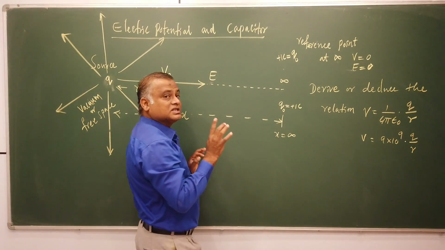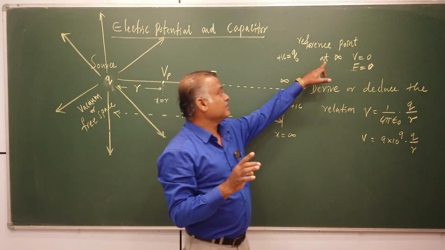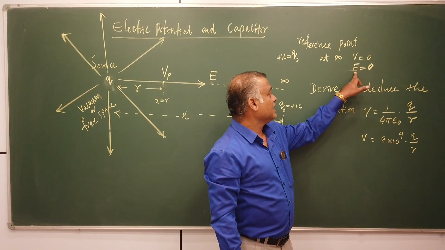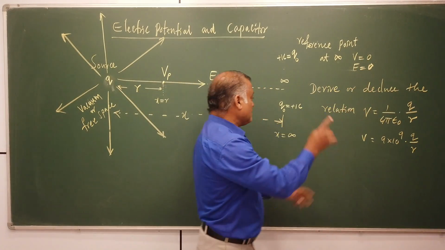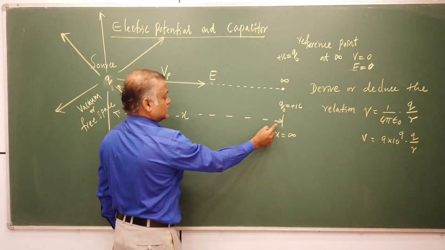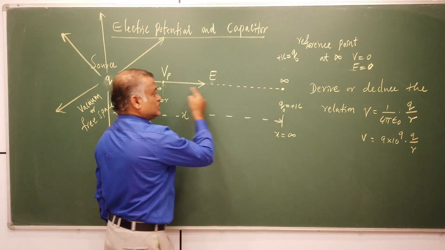What is the reference point? Infinity. It is said that potential is 0 and electric intensity is 0 there. From that point, you are bringing this charge. Now we have to do some total work.